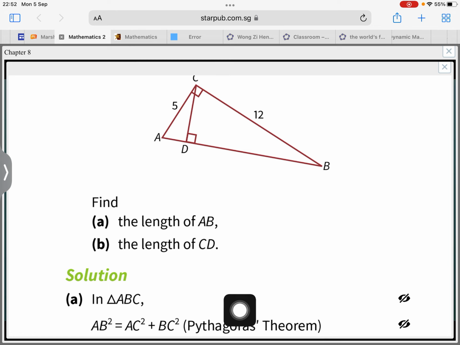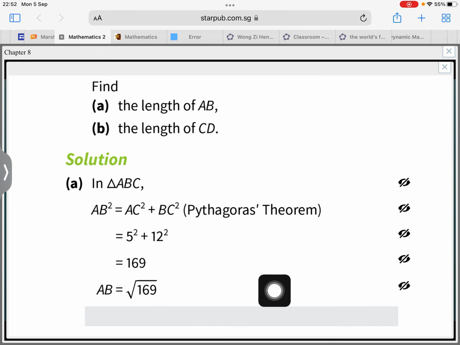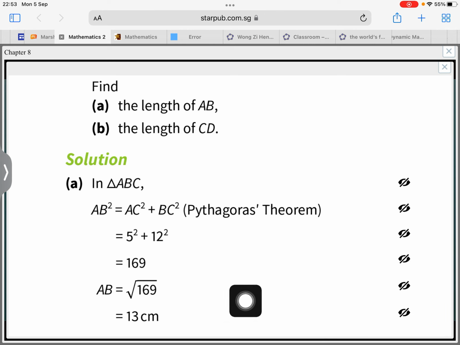Remember always to write by Pythagoras theorem. Then you perform a substitution. AC is 5, BC is 12, so 5 square plus 12 square. You get AB square equals 169. After that, you take square root on both sides. Take note, AB is equal to plus minus square root of 169. So the answer should be 13 cm. So AB is 13 cm, reject negative 13.